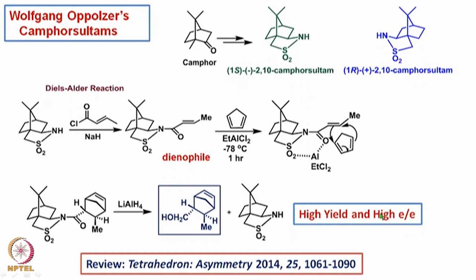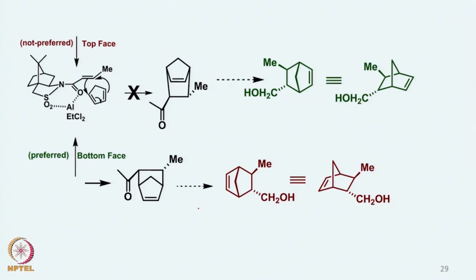A full account of the lot of work that has been done by camphorsultam based asymmetric synthesis has been reviewed recently in Tetrahedron Asymmetry. Now what is happening is basically, when the cyclopentadiene is approaching the dienophile, it could approach either from the top face or from the bottom face, and the top face is not preferred because of this steric hindrance here. The lower face is the one that is preferred, or the bottom face is preferred.